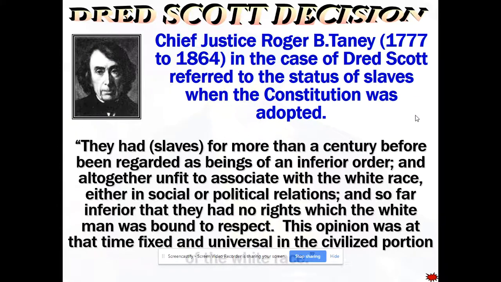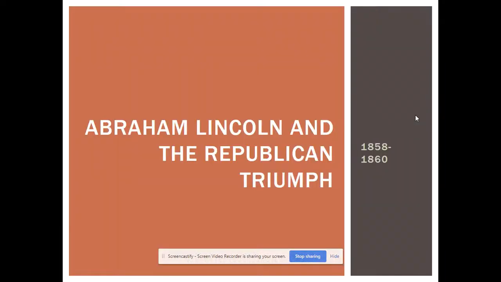So anyway, this is a quote from Roger B. Taney. He said, "They had slaves for more than a century before being regarded as beings of an inferior order and altogether unfit to associate with the white race, either in social or political relations, and so far inferior that they had no rights which the white man was bound to respect. This opinion was at that time fixed and universal in the civilized portion of the white race." That comes from the Chief Justice of the Supreme Court. And he was actually appointed by Andrew Jackson, which I think was actually one of the worst things Andrew Jackson did, was appoint this guy.